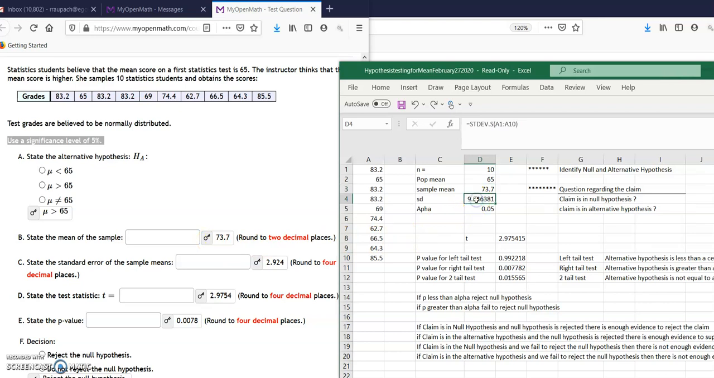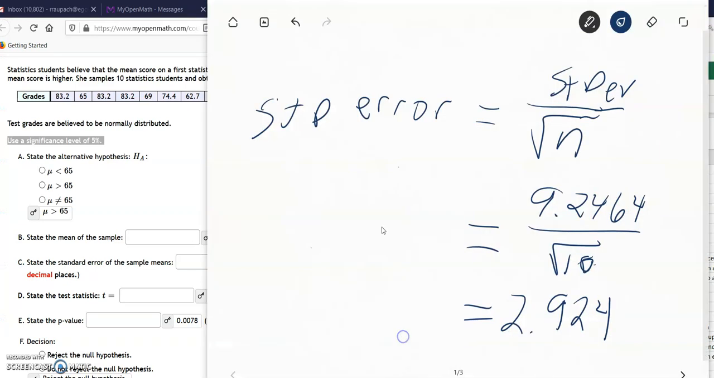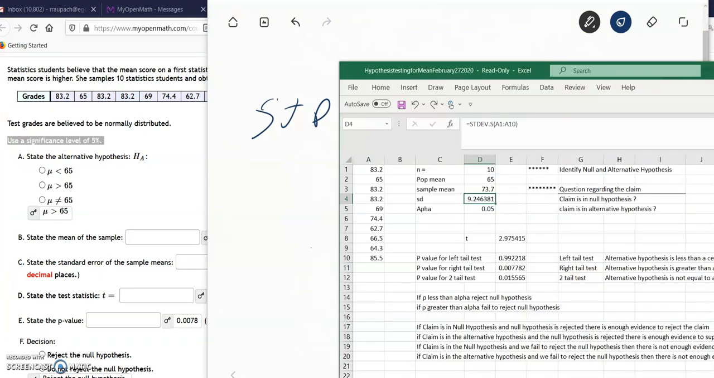You need the standard deviation to do this problem, but they don't ask you for the standard deviation. So that's the tricky part about this question, is that you need the standard deviation to do the problem correctly. However, they never ask you for that number. They ask you for the standard error. The standard error is the standard deviation divided by the square root of the sample size.